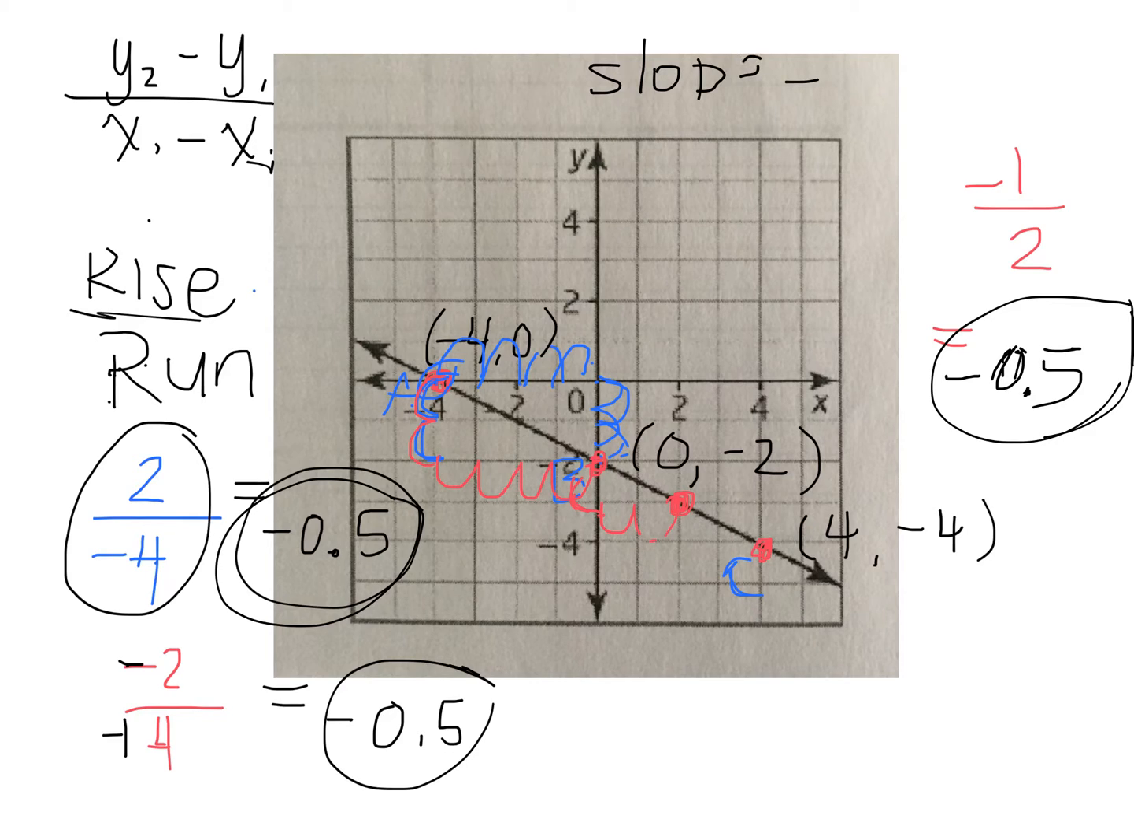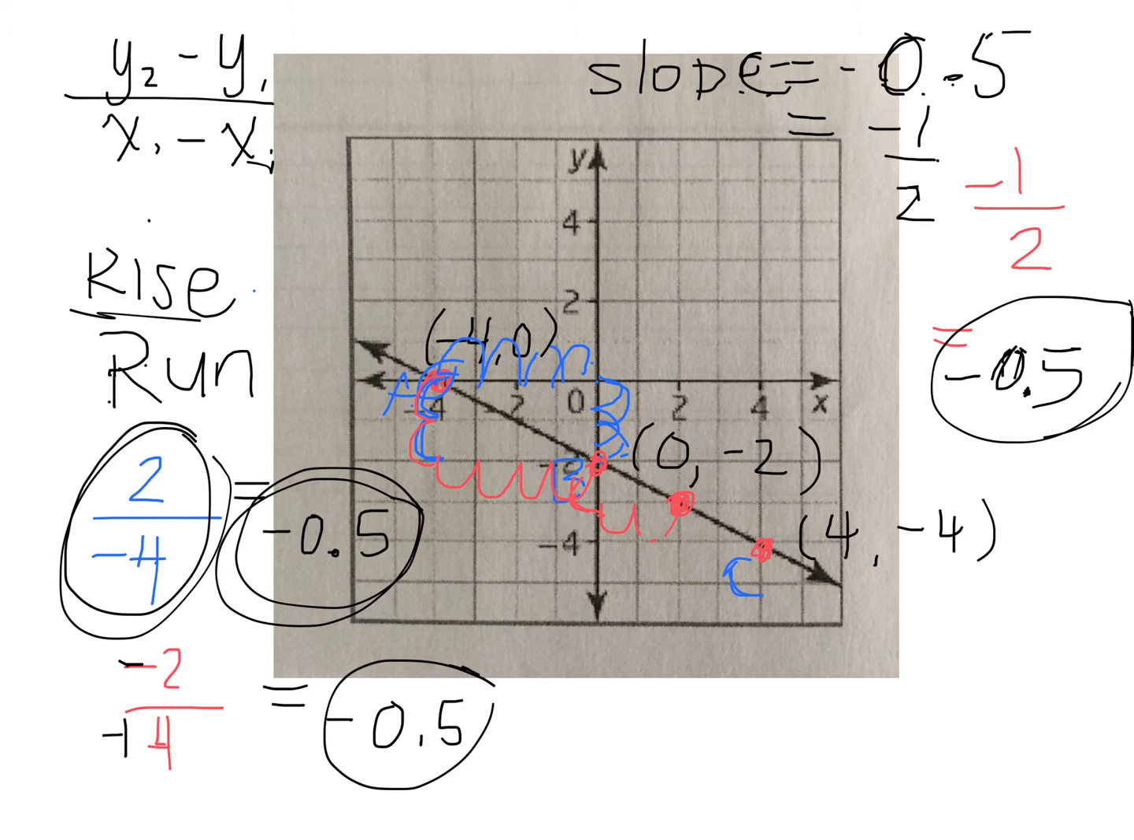So the slope is equal to what? You can write it as -0.5, or you can write it as -1/2. Either one is fine. Or you can write it as -2/4. All of those represent the exact same thing.